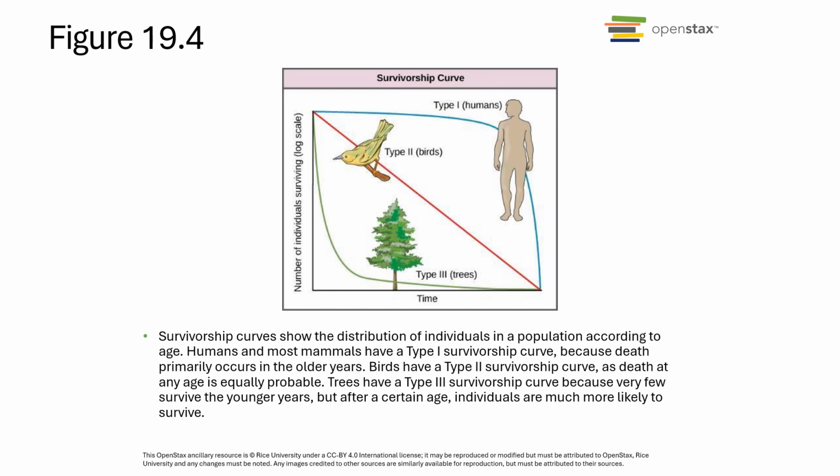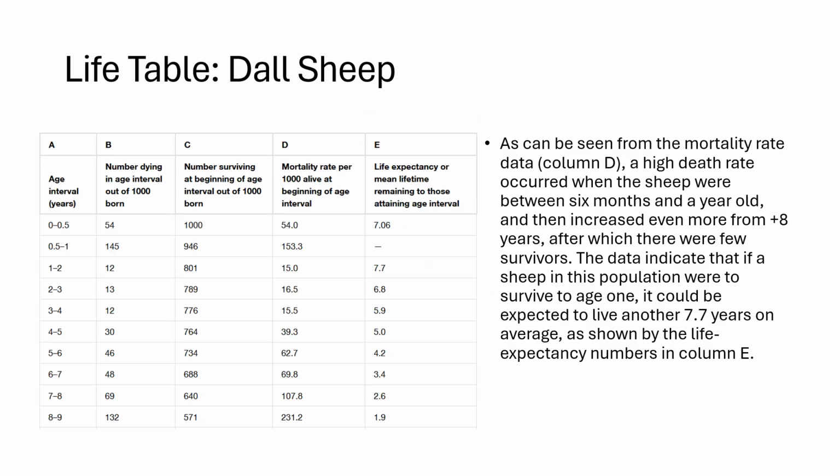So here are 3 examples of survivorship curves. So humans and mammals have a type 1 survivorship curve. Death is usually occurring in our older years. We're making it through life stages until we're older. Type 2 survivorship curves would be something like a bird. Death at any age is just equally probable in these type 2 cases. And then a type 3 survivorship curve, very few are surviving in their younger ages, but once you reach a certain age, you're pretty good. You're more likely to survive into old age. So those are the 3 types of survivorship curves.